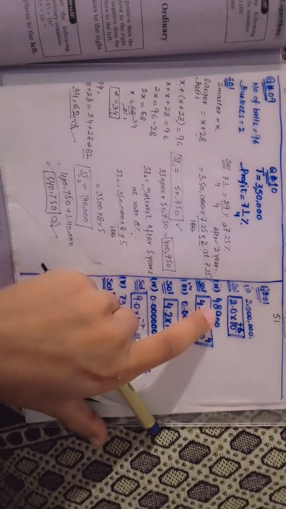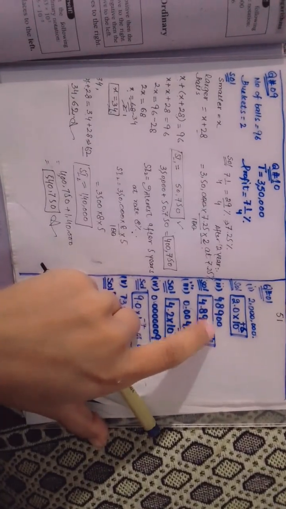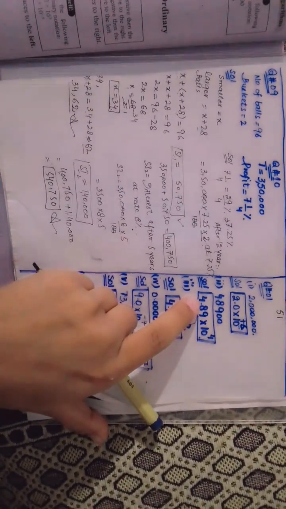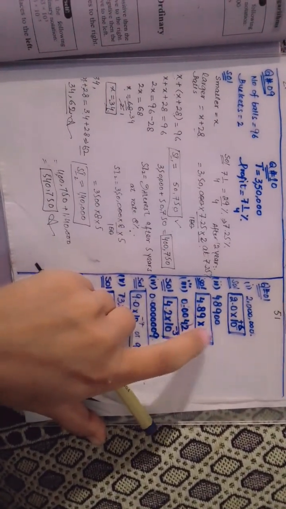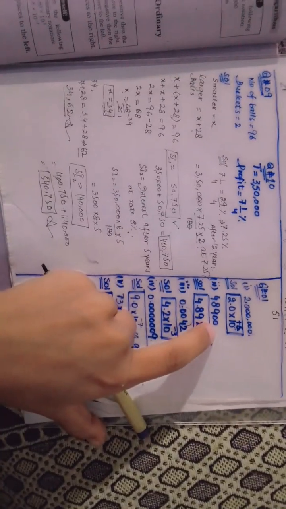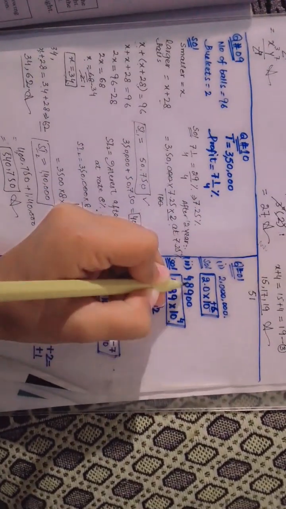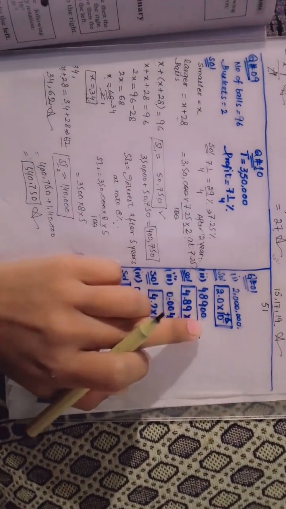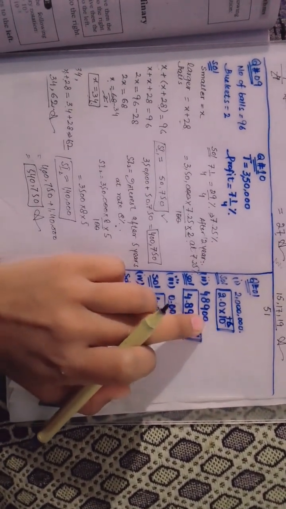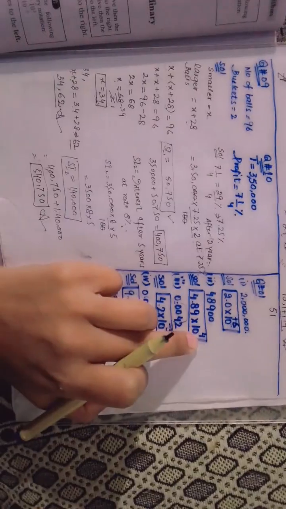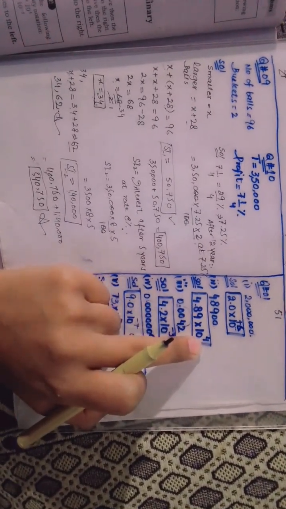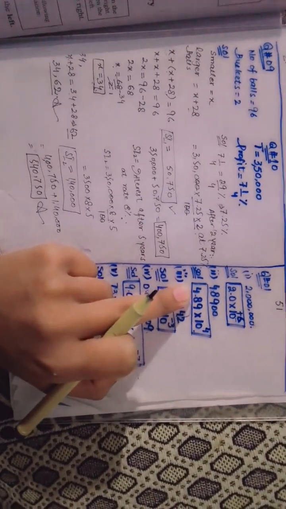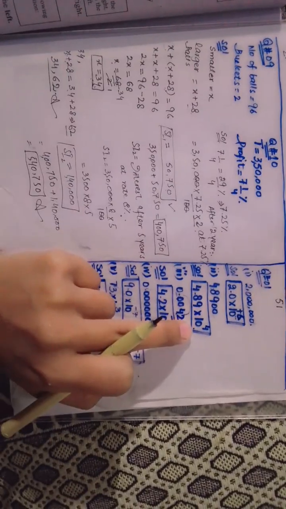Second one is 48,900, so we can write here like 4.89 multiply 10 की raise 4 because point moves from here to here. So how many digits are moved? 0, 1, 2, 3, and 4. So we write here 4. So its actual answer is 4.89 multiplied by 10 to the base 4.